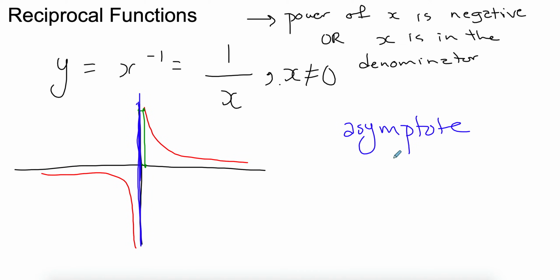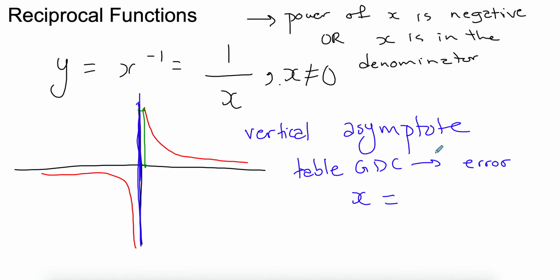And we've discussed asymptotes and exponential functions as the line that the graph gets very close to but never touches. But this is a vertical asymptote now. And vertical asymptotes are much easier to calculate because you just look at the table in your GDC and look at where you'll get an error. And that will be your asymptote. And the vertical asymptotes are in the form x equals to something.